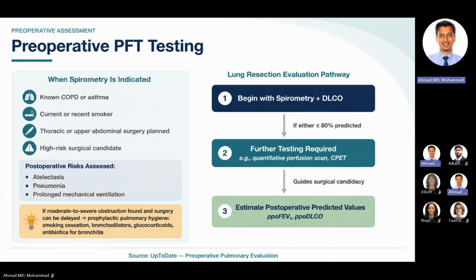In lung resection, PFTs are useful. You start with spirometry and diffusion capacity. If either of these is less than 80% of predicted, further testing is required through quantitative perfusion scans and cardiopulmonary exercise testing.